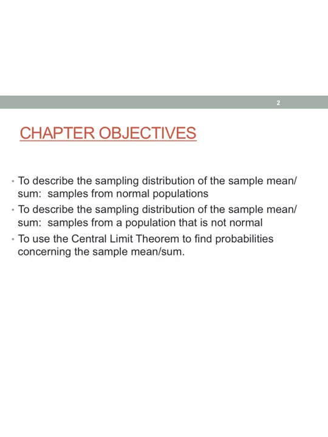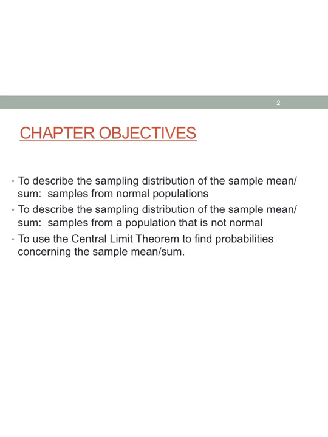Okay, so I want to talk about the objectives for this chapter. The first objective: we need to describe the sampling distribution of the sample mean or the sample sum if our samples come from a normal population. And we also need to know how to describe the sampling distribution of the sample mean and the sample sum if our sample comes from a population distribution which is not normal.